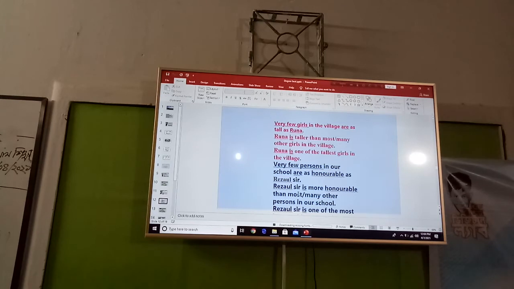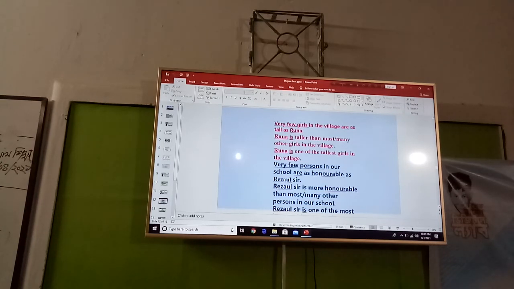And as you find one of the, so you have to change into positive form using the words very few. That means you have to use very few in the first part of the positive sentence. Very few. Then the last part of the superlative sentence: very few girls in the village. And you have to use the plural form of is, that means are. As the subject here is girls, and earlier Runa. Runa is singular, but girls is plural, so you have to use are.